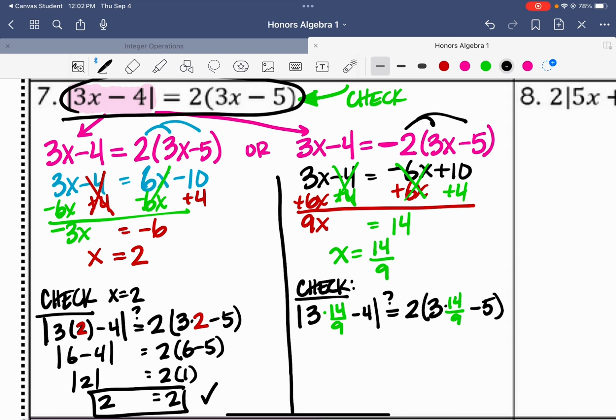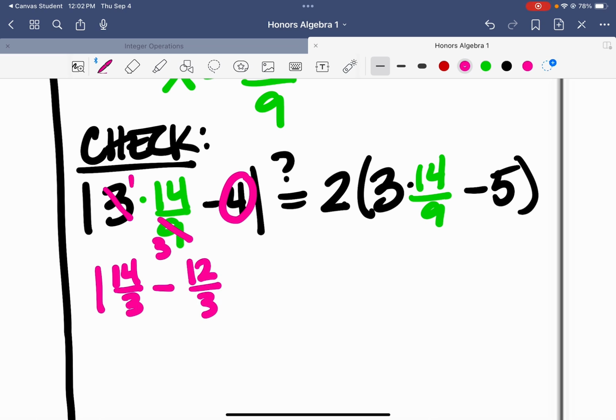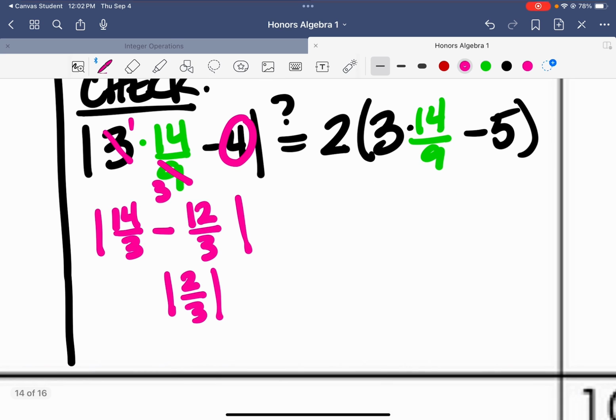All right, I'm going to do some quick cross-canceling. This becomes a 3, that becomes a 1. This is the absolute value of 14 thirds minus, I'm going to change this to have a common denominator, so it's going to have 12 over 3. 14 thirds minus 12 thirds is 2 thirds. So I know the answer here is 2 thirds. And then we'll double check and see if the other side is equal to 2 thirds.